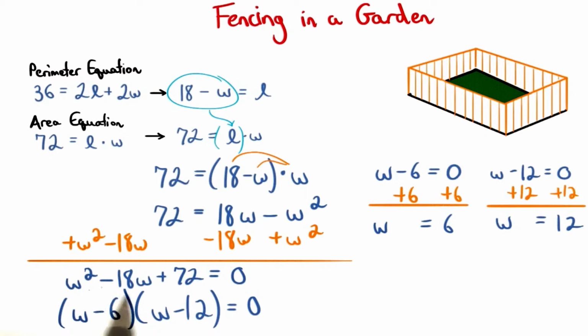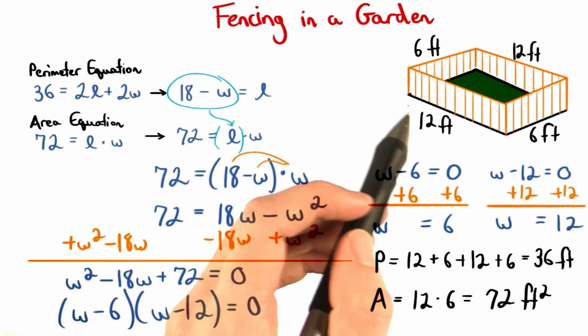Next, we want to factor this quadratic, so we find factors of 1 times 72, or just 72, that sum to negative 18. These two factors are negative 6 and negative 12. We'll set each factor equal to 0, so the width can equal 6, or the width can equal 12.